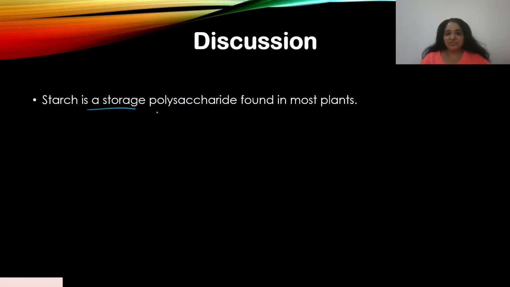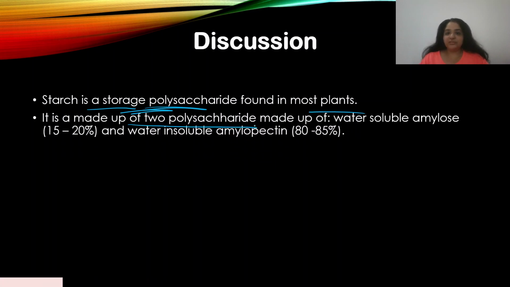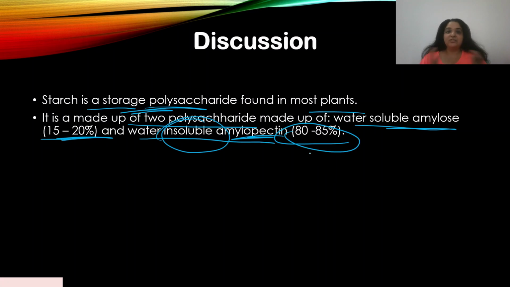Starch is a storage polysaccharide found in most plants. It is made up of two polysaccharides: water-soluble amylose and water-insoluble amylopectin. So most of it is insoluble. The amylose part is water-soluble, and it's only 15 to 20% of starch. Amylopectin is 80 to 85%. So the insoluble part is more, and that is a good property to store something. It is osmotically inactive, so it will remain stable. It will not be chemically reactive with anything also.